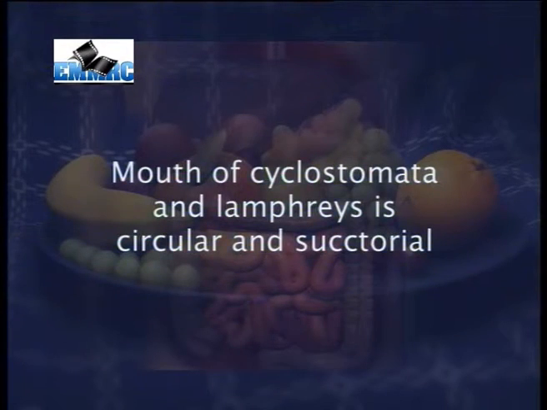In case of cyclostomata, lampreys and other organisms of this subphylum, the mouth is circular and suctorial because they do not have jaws. In the absence of jaws, the mouth becomes circular. That is why they have been given the name cyclostoma. Cyclo means circular and stoma is the Greek word for mouth.